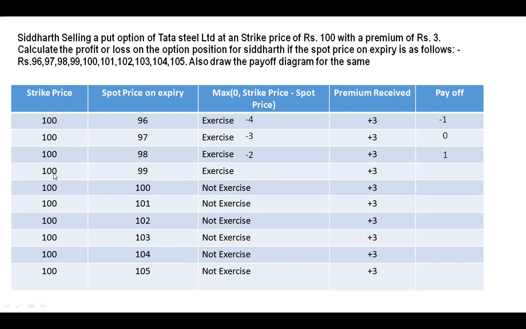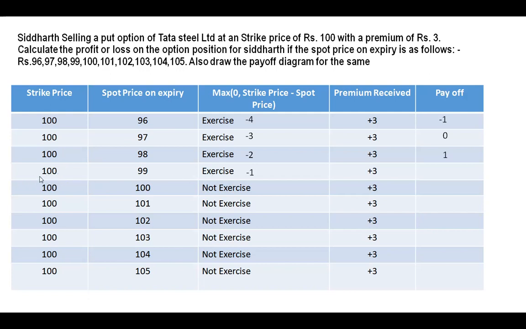He will sell at 100. And the difference is 1 rupee profit for the buyer of put option because he can sell at a higher price. He can make a profit. Buyer of put option will get a profit of 1.